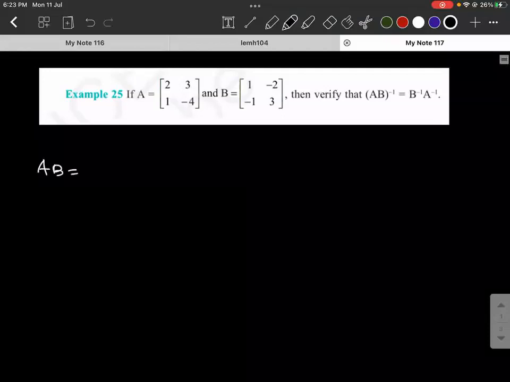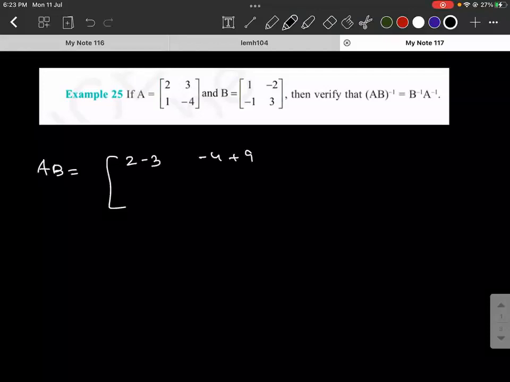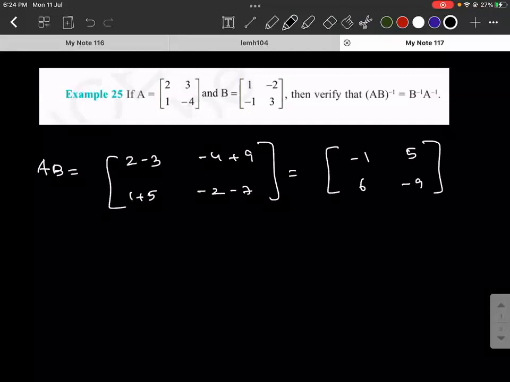So what is AB? So 2 minus 3, minus 4 plus 9, 1 plus 5, minus 2 minus 7. How much is it? Minus 1, 5, 6 minus 9. Is this right? So minus 1 plus 4. Is it fine? Minus 1, 5, 5 and minus 1.